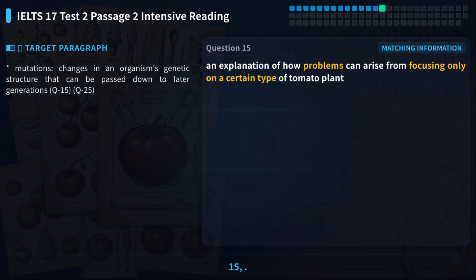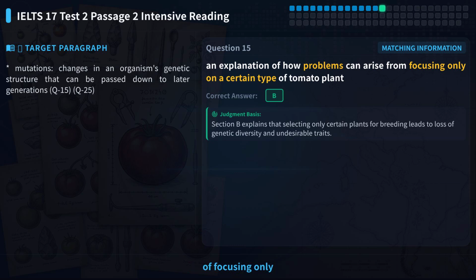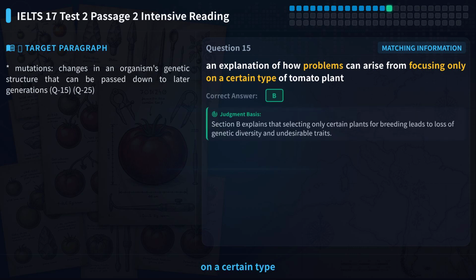Let's look at question 15. It asks you to find which paragraph explains the problems of focusing only on one type of tomato. Please pause the video and try to locate it yourself. The key idea in the question is problems and focusing only on a certain type of tomato. The keywords are problems and focusing only on a certain type.